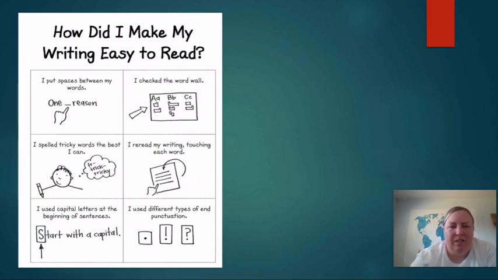The other pieces are going back through checking our spelling, and we have our strategies for that, which I'm going to review right now, and making sure our sentences start with capitals and have different types of punctuation.